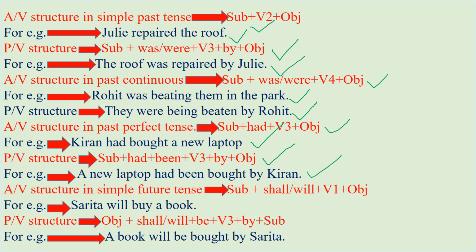Active voice structure in simple future tense is subject plus shall, will plus verb 1 plus object. For example, Sarita will buy a book. Passive voice structure is object plus shall, will plus be plus verb 3 plus by plus subject. For example, a book will be bought by Sarita.